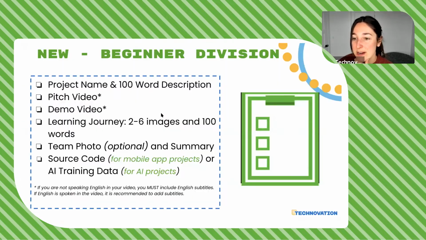So submission requirements. The beginner division is new this year, and these are the requirements that are here for that age group. So it's the project name and 100-word description, a pitch and demo video. They'll have the learning journey section, which is 2 to 6 images and about 100 words talking about the things that they've learned. You'll have a team photo, which is optional. We recommend you put something for the team photo, and then a summary. And then you will submit the source code and AI training data as well.